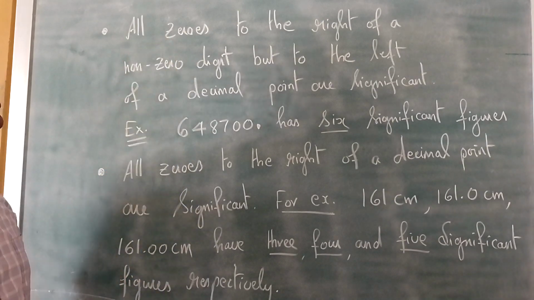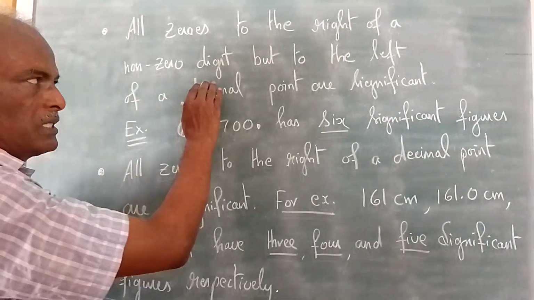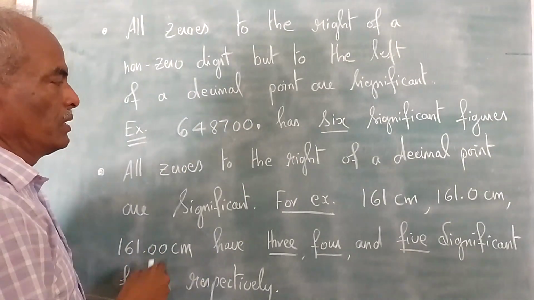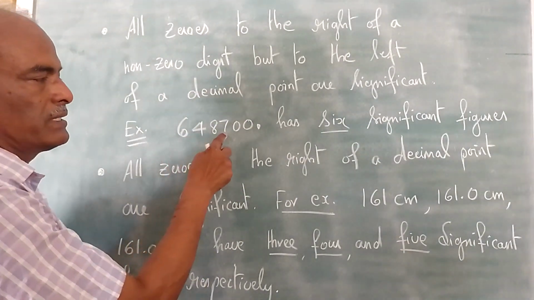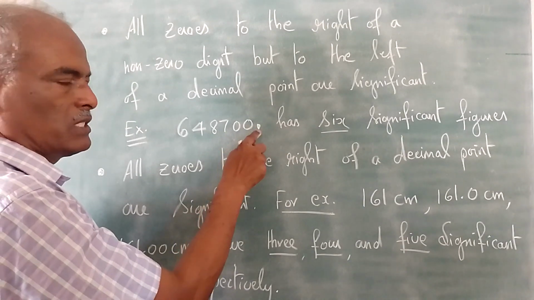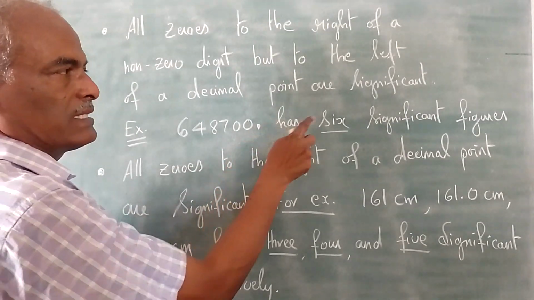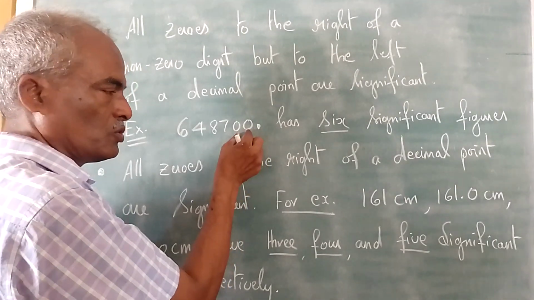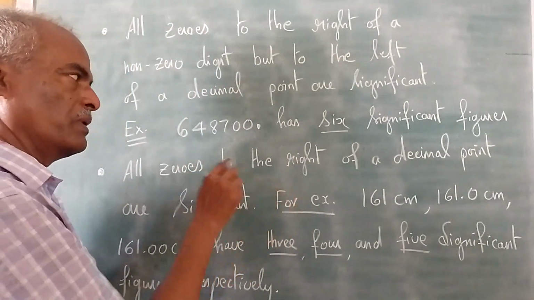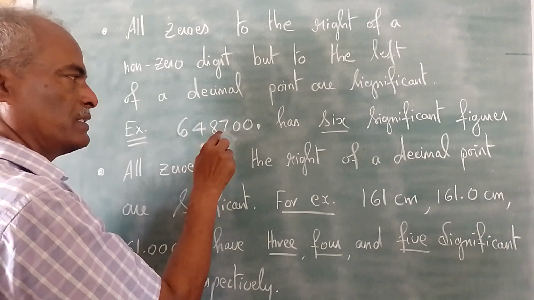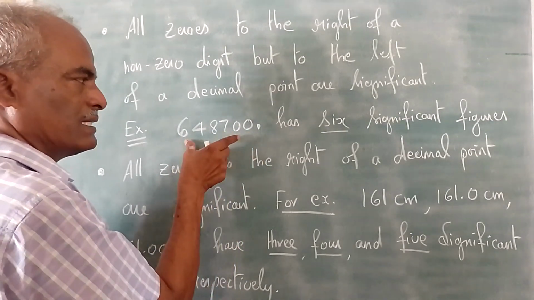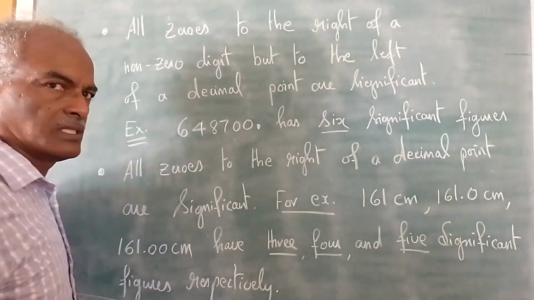All zeros to the right of a non-zero digit but to the left of a decimal point are significant. For example, 648700. with a decimal point has 6 significant figures. So if you have a decimal point, these two zeros have to be included. That means 648700, so totally you have 6 digits. So it has 6 significant figures.